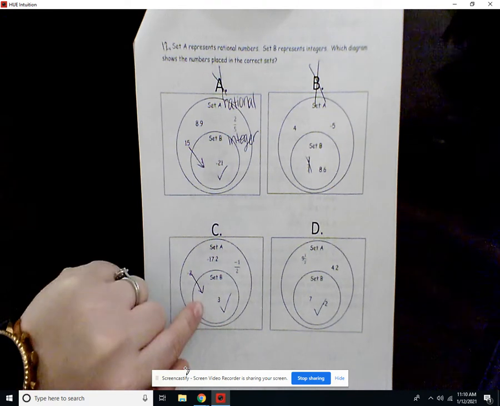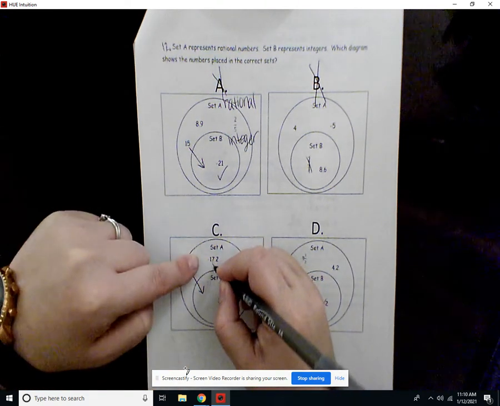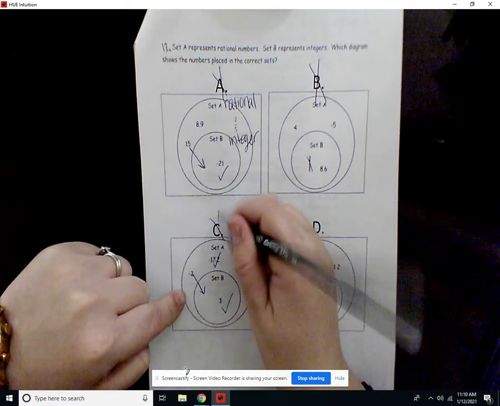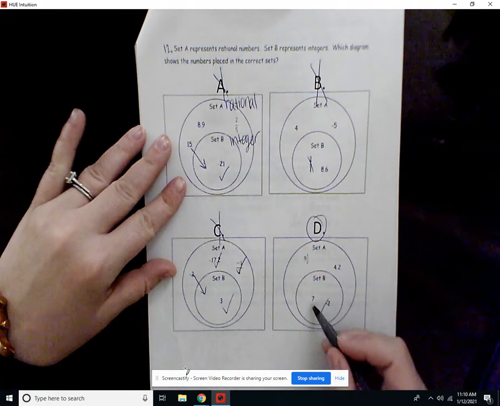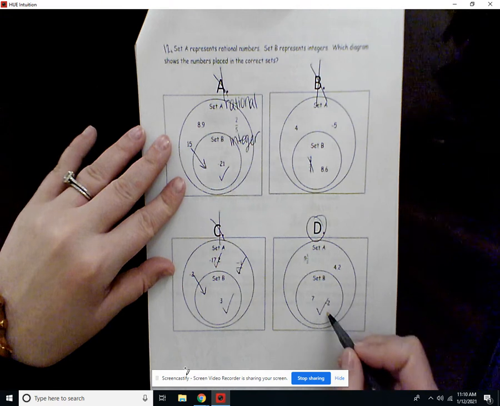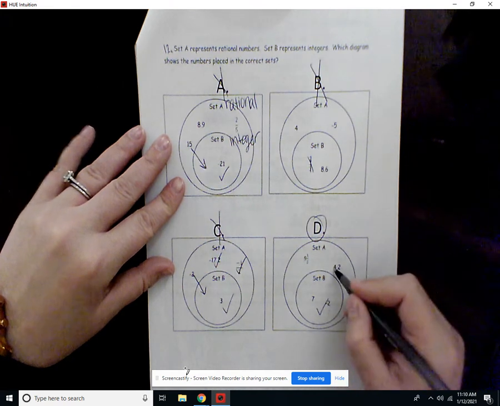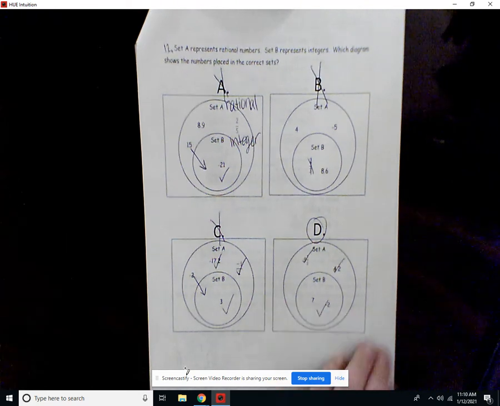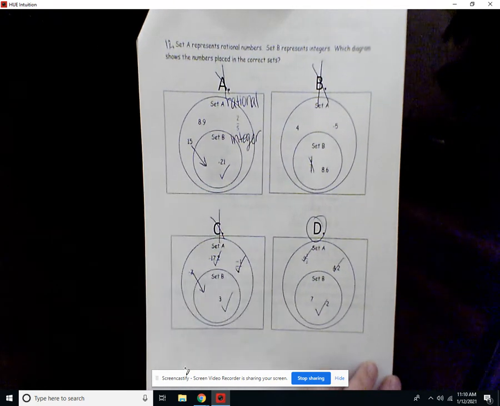And it goes to an integer first. -7.2 works. -1/2 works. But again, that -2 is wrong. So it's going to be D because they're both rational or integers in set B. Set A, those are both rational. So we get D. Okay, so again, for this question, it's going to look just like this on your test.